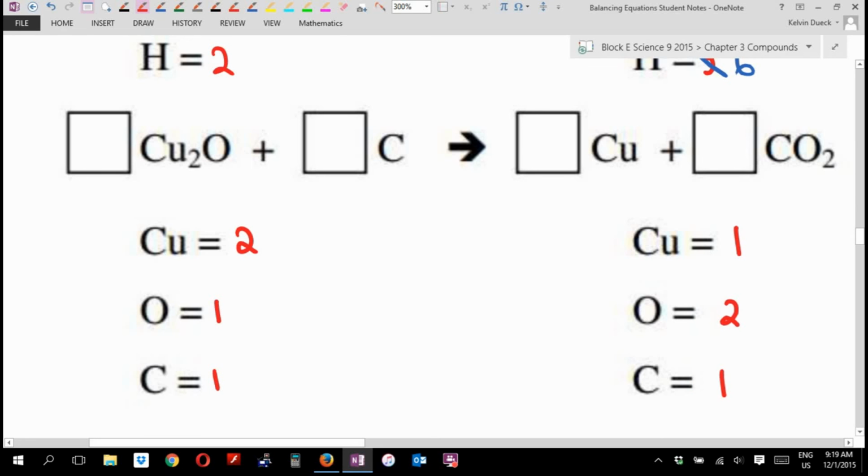The Cus and the Os don't balance. Duick says save the Os and the H's for the last. Trust me. So I'm going to start with the Cus. 2 on the left. How many on the right? Okay. How can I fix that? Put a 2 there.